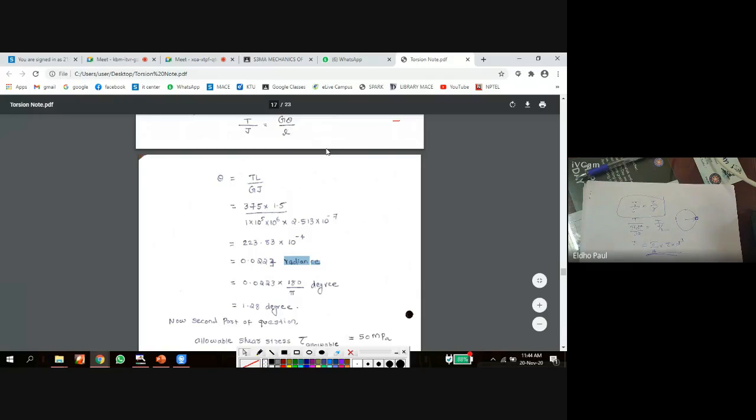So how can we convert radian and degree? For a quantity in radian, multiply with 180 by pi in order to convert radian into degree. For the conversion from degree to radian, multiply with pi by 180.